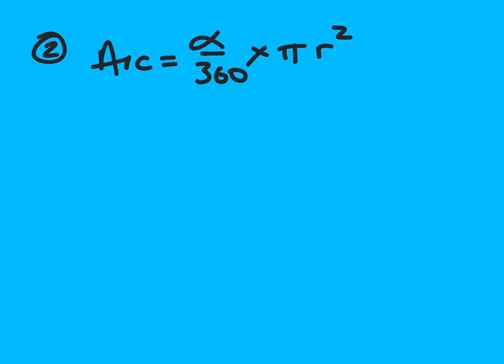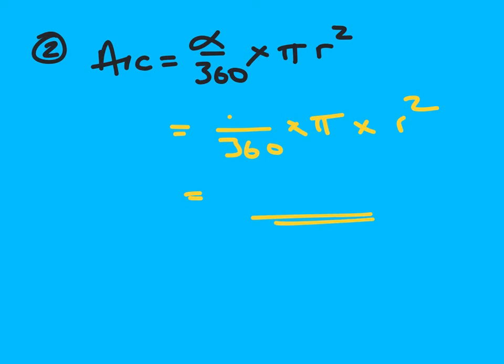Second question, calculate the length of the arc. So we know this formula pretty well. So it's a case of just putting the angle in over 360 times pi times the radius squared. That should be nice and simple for us.